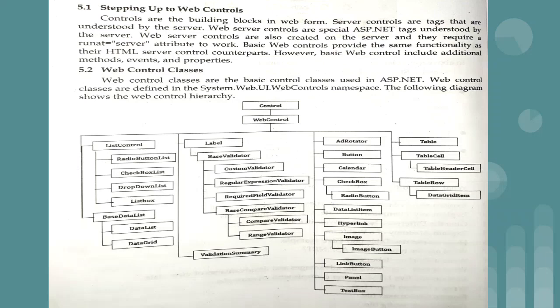We are having control, inside control we are having web control. Again inside web control we will be having list control, base data list. Then the second section which we are having is label control and validation summary. After that we will be having ad rotator, button, calendar, checkbox, radio button, data. So these are the many controls which we are going to learn in this particular chapter.